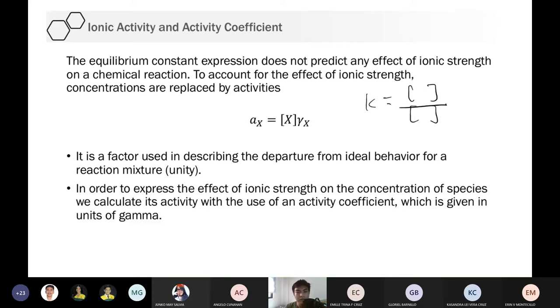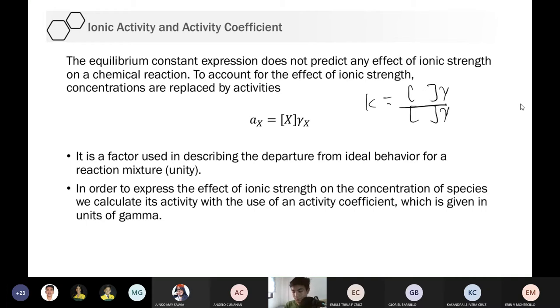But in reality, there are atmospheres, no, for our ions in the solution. So, we have to include that by multiplying the concentration by the activity coefficient, gamma. The product of the two is the activity of our ion. So again, activity is a factor used to describe the departure from ideal behavior for a reaction mixture from unity.